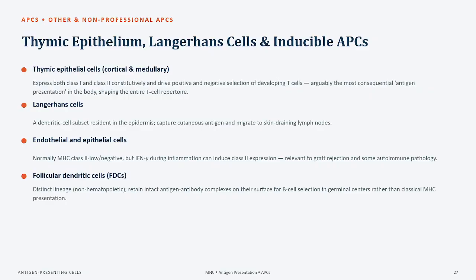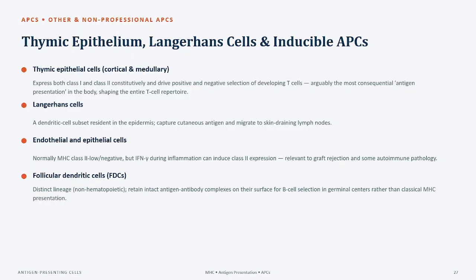Then you have the thymic epithelium, Langerhans cells, and the inducible APCs. The thymic epithelial cells include the cortical and the medullary. It expresses both class 1 and class 2 constitutively, drives positive and negative selection of developing T cells, and this is the most consequential antigen presentation in the body, shaping the entire T cell repertoire.